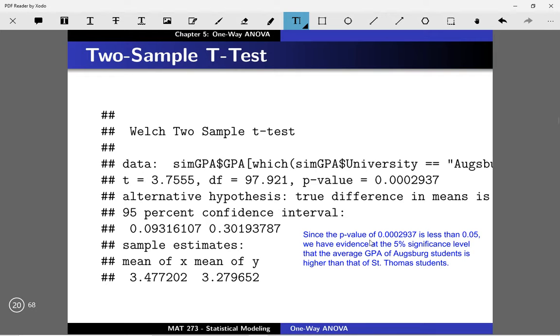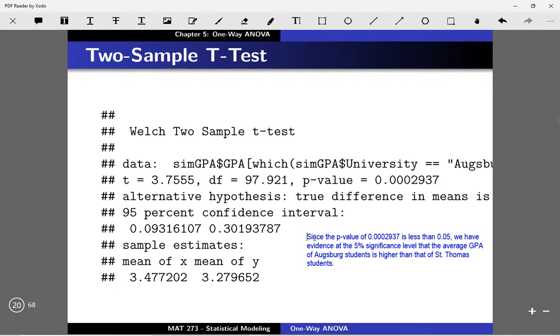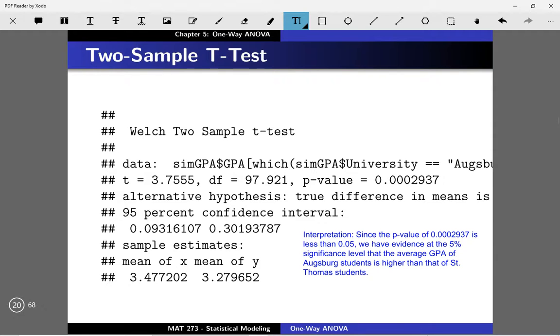So to recap, since the p-value of this is less than 0.05, we have evidence at the 5% significance level that the average GPA of Augsburg students is higher than that of St. Thomas students. That's how we interpret these results for the hypothesis test. For the confidence interval, we can interpret that here too.